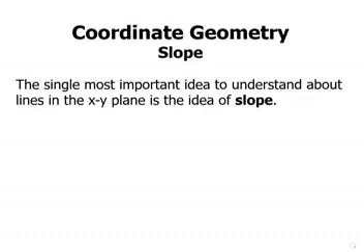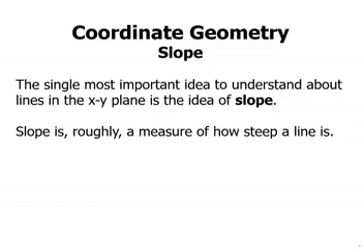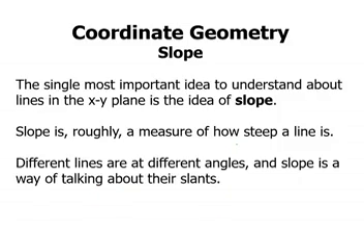Now we'll talk about slope. And in many ways, slope is the single most important idea to understand about lines in the xy plane. And of course, the test likes to ask about lines in the xy plane, so it's very important to understand slope. Slope is roughly a measure of how steep a line is. So in other words, if a line is almost flat, then it has a low slope, but if it's going up like this, it has a higher slope. Different lines are at different angles, and slope is a way of talking about their slants.